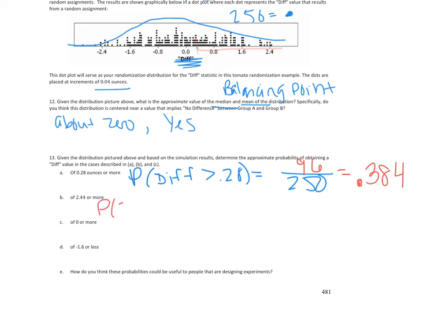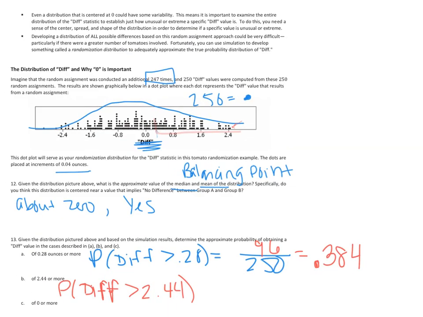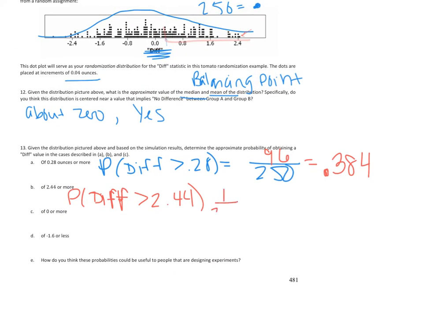What if I did a probability of difference of greater than 2.44? That means I would go to 2.44, and if you guys can see, 2.4 is right there, and there is one lonely dot, 2.44 right there. So that is 1 out of 250. That's my probability of getting that, 1 out of 250. So 1 out of 250 gets me 0.004, very small probability of happening.